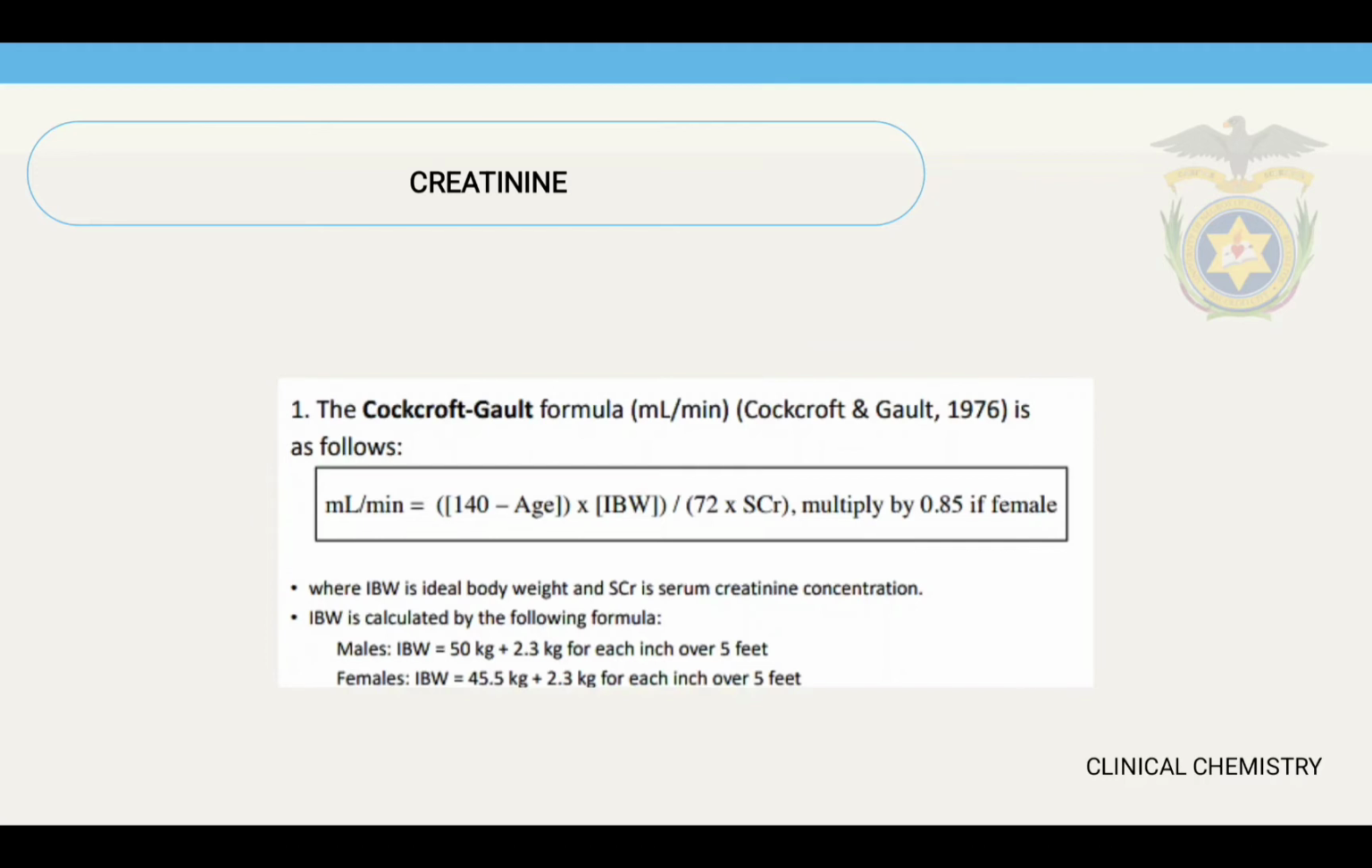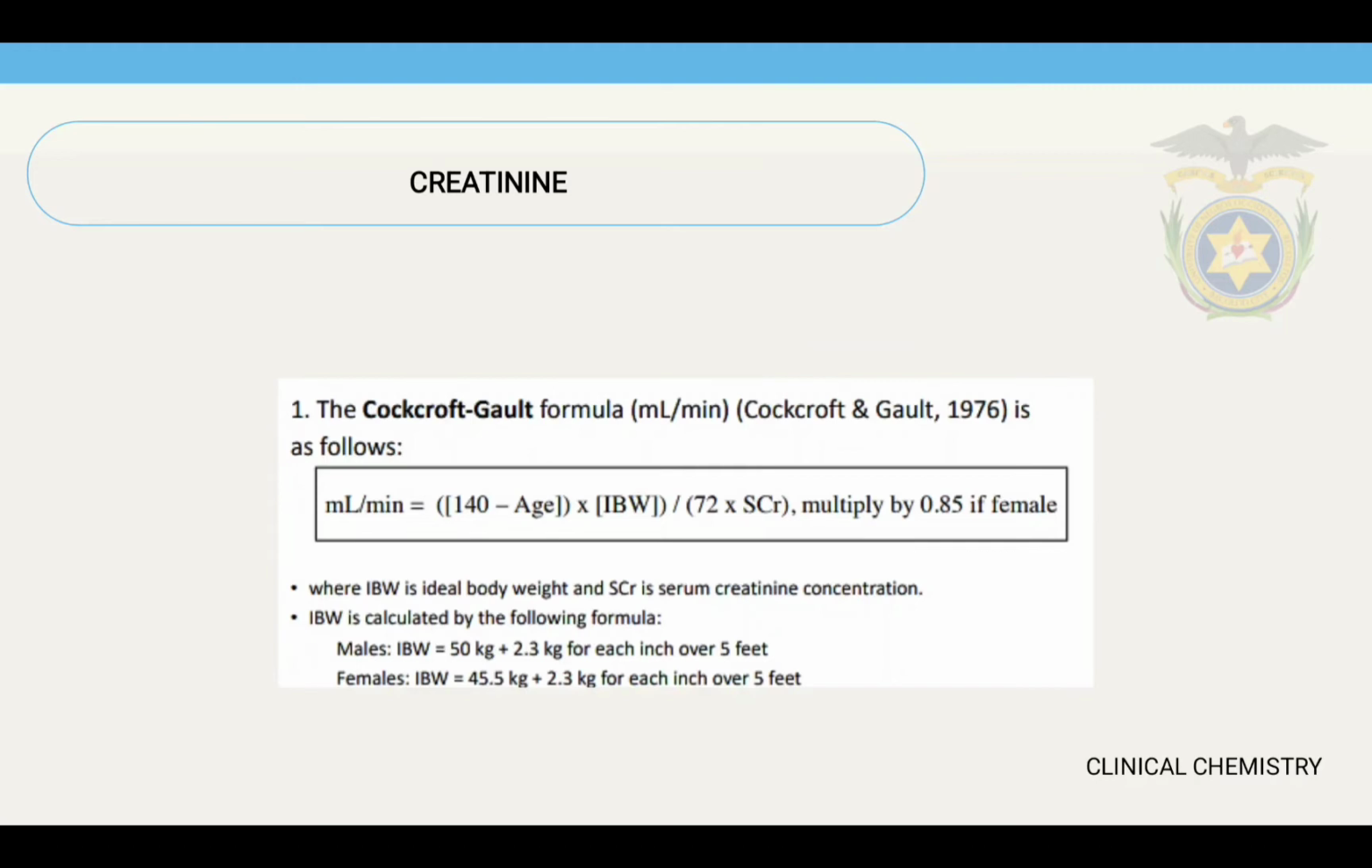Next, let's move on to some formulas to estimate creatinine clearance as an estimate of your GFR. Up first is your Cockcroft and Gault formula. It is calculated by first having 140 subtracted by the patient's age, multiplied by their ideal body weight. Divide this number then by 72 multiplied by their serum creatinine concentration. If the patient is female, multiply that value by 0.85.